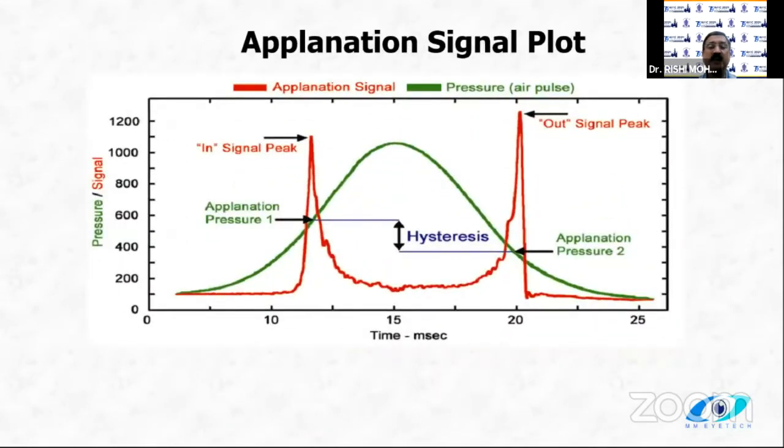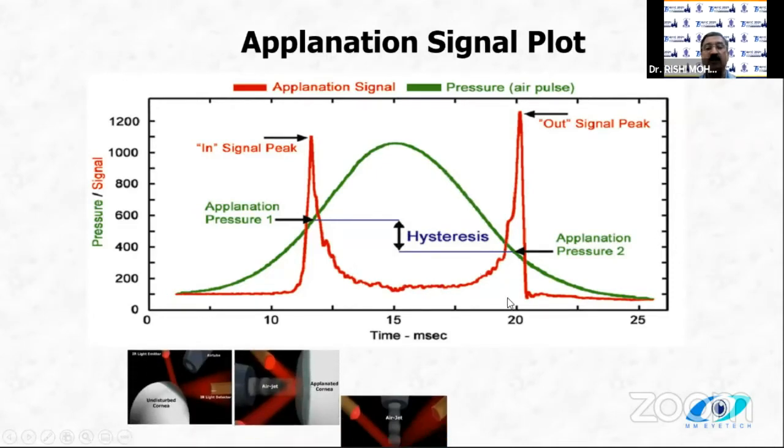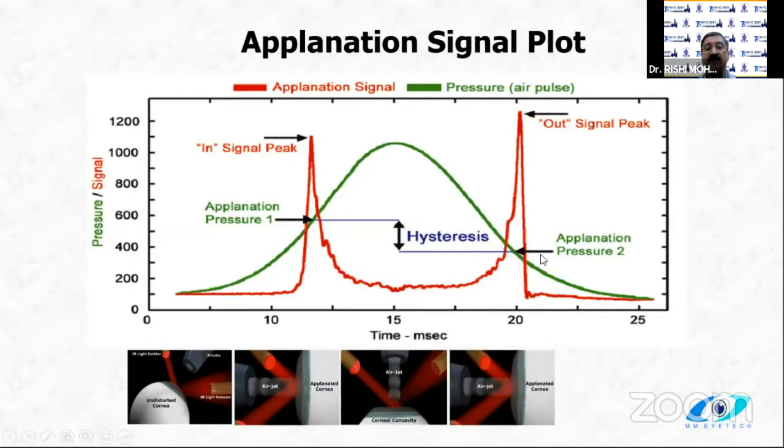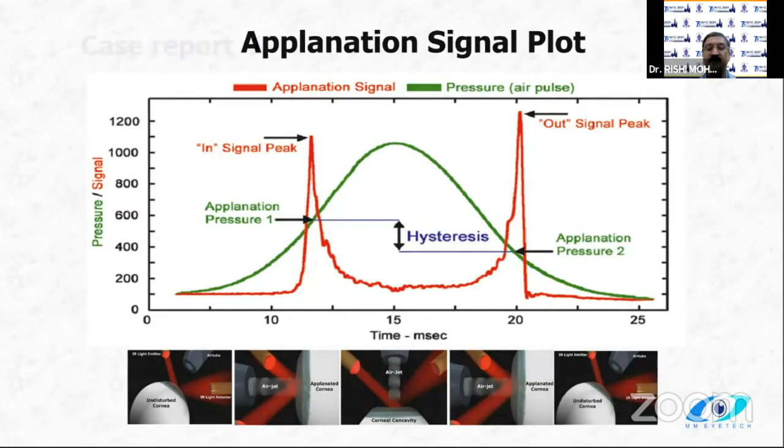So when one looks at the values that come out of these machines, we note that as the air pulse goes up, there is an in-signal peak when applanation takes place. Then the cornea becomes concave as the pressure of the air builds up. And then as the pressure of the air goes down, the cornea comes back from its concavity to give you a second applanation phase, which is the out signal. And the difference between these two, in and out, because of the lag-behind effect, is called hysteresis.